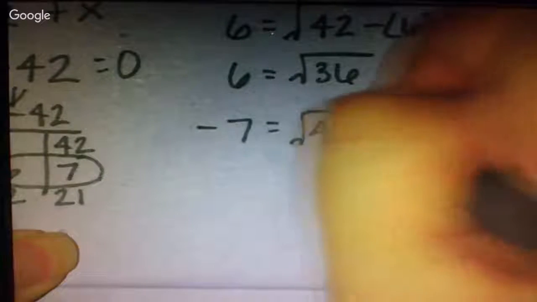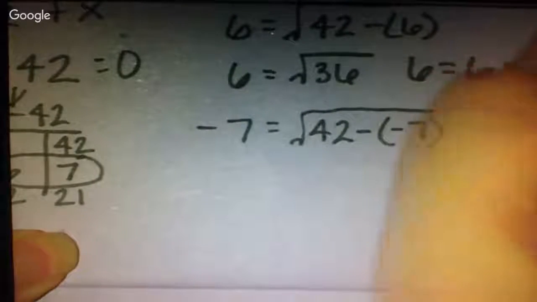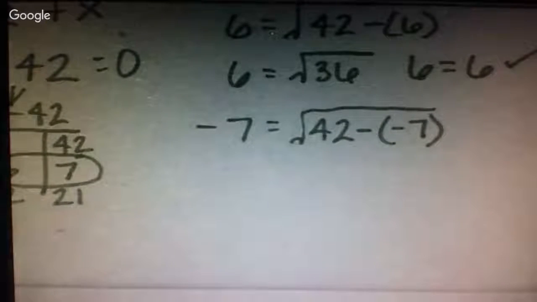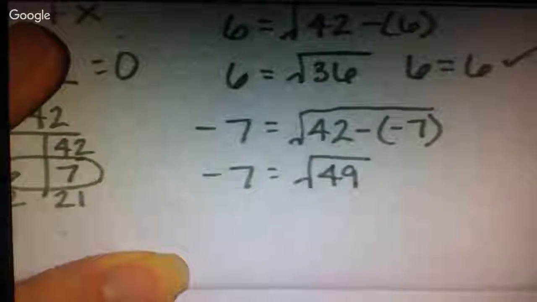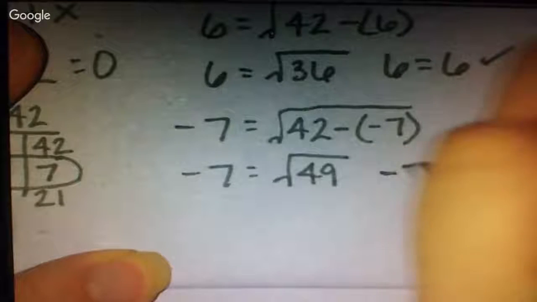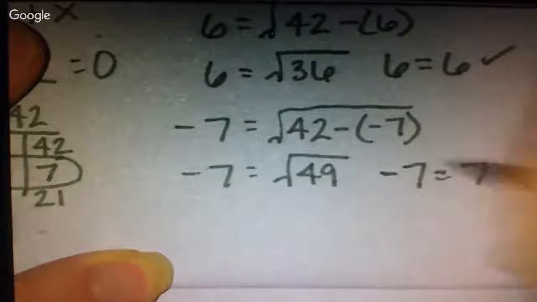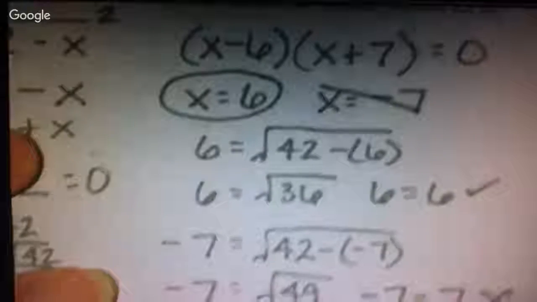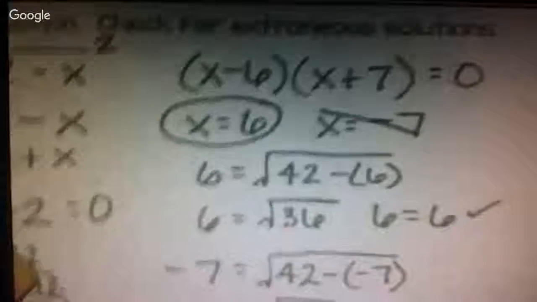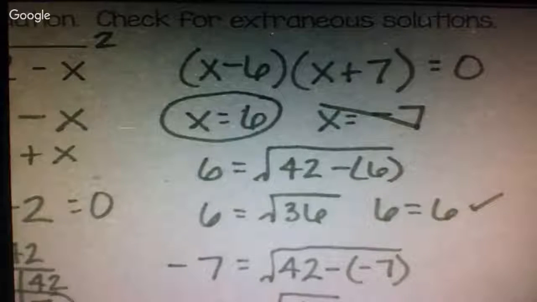So negative 7 equals the square root of 42 minus negative 7. Negative 7 equals the square root of 49. Okay. What's the square root of 49? 7, but not negative 7. So that is not an answer. So negative 7 does not work. Only 6 does. Negative 7 is an extraneous solution.